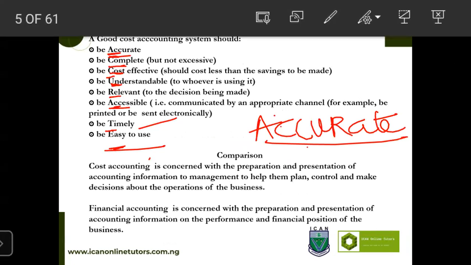Cost accounting is concerned with the preparation and presentation of accounting information to management in order to help them to plan, to control, and make decisions about a business. While financial accounting is the preparation and presentation of accounting information on the performance and the position of a business.